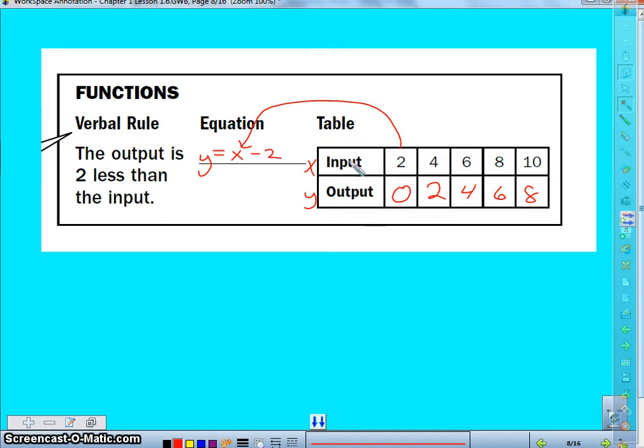So looking at this, this looks like a function to me, because I can tell you that's a function right there. Why? Because each input is going to give me exactly one output. There's never going to be, like for this 2, a 0 and a 6 or anything like that.